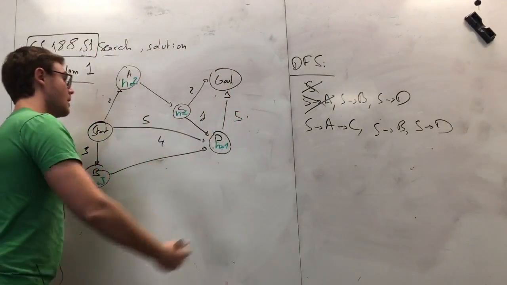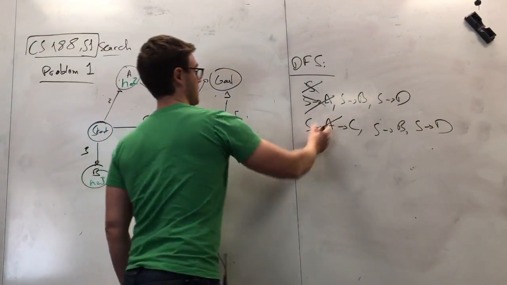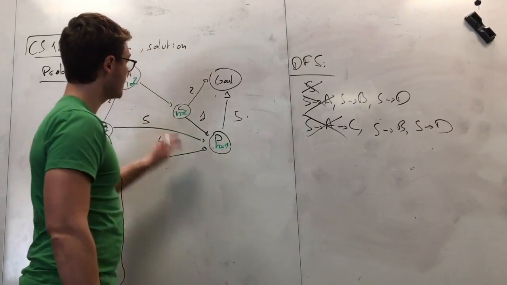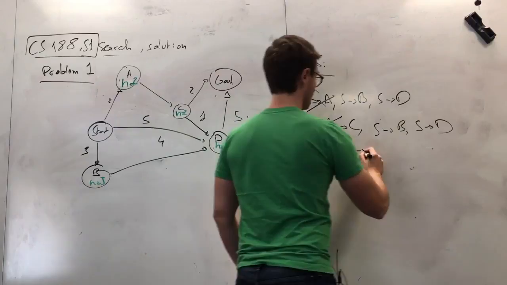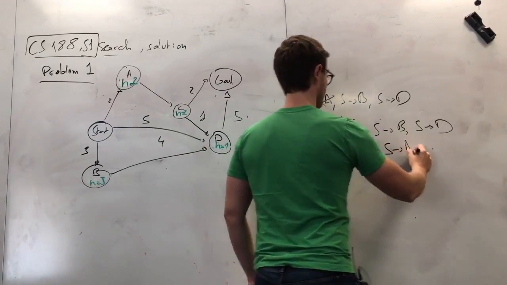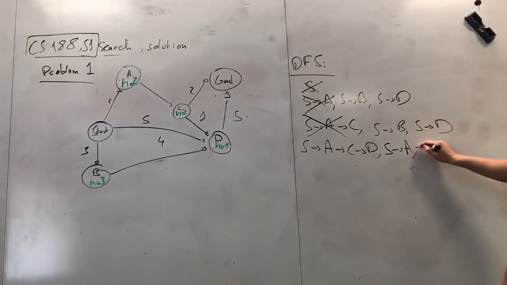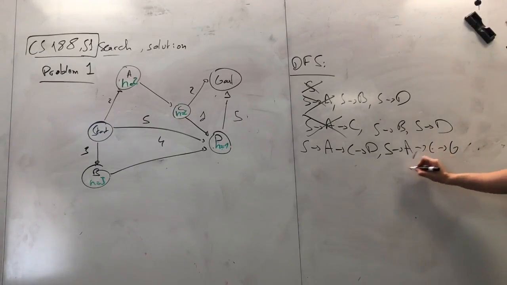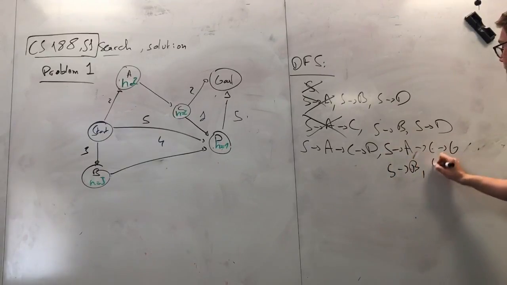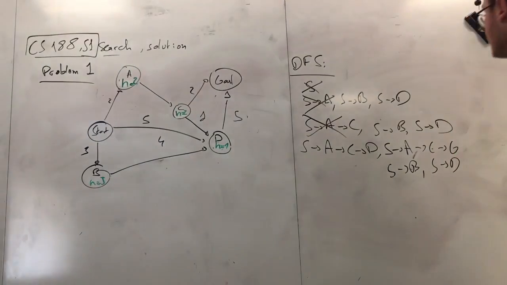So now I pop the front again, okay? S to A to C. I have two options, and if I add them in alphabetical order, this is what I will add to the front of my fringe. S to A to C to D and S to A to C to G. I will still have S to B and, sorry, you probably can't see there, S to B and S to D. So this is still something I will have there.